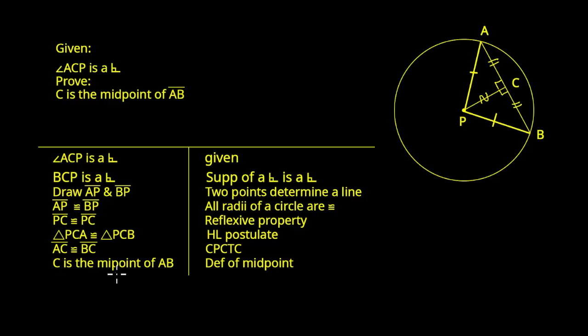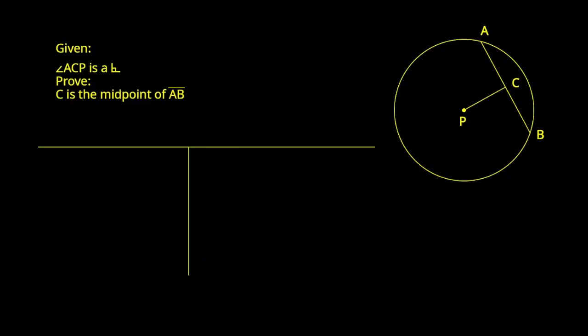Next, C is the midpoint of AB. Definition of midpoint. We've got C right there. AC is broken up by C into two congruent segments. So C is the midpoint of AB, definition of midpoint. And as we often do here, we're going to take out the written proof here and just do it on the diagram so you can see the thought process again.